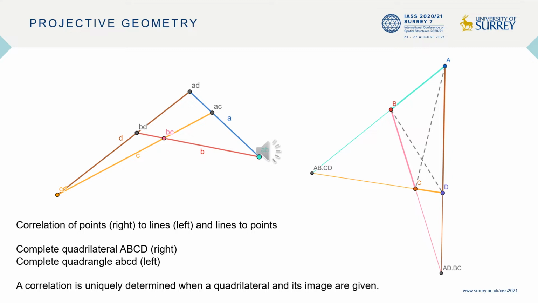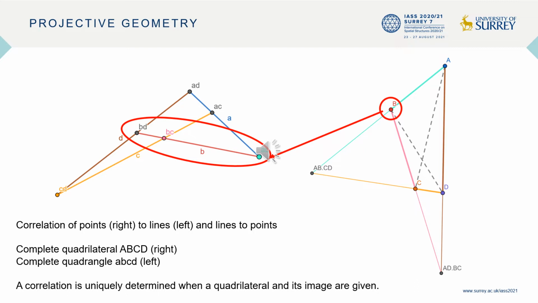Four points A, B, C, D may determine a quadrilateral, while corresponding lines in another figure, a, b, c, d, may determine a quadrangle. There is complete correspondence between the two figures. The line connecting points A and B in the quadrilateral corresponds to the point of intersection of lines a and b in the quadrangle. Diagonals of the quadrilateral, AC and BD, correspond to intermediate points ac and bd in the quadrangle.